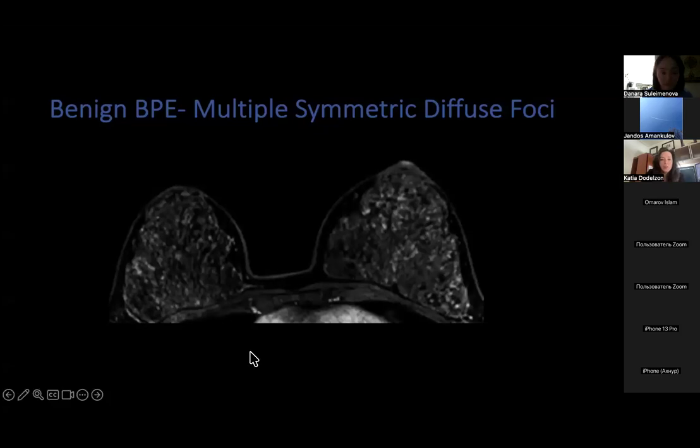So here you see multiple little focal areas of enhancement. Now we don't call them foci. So if you only had one of these, you would question it, but now they're bilateral, they're scattered everywhere, normal BPE. This is not much of a clinical dilemma.